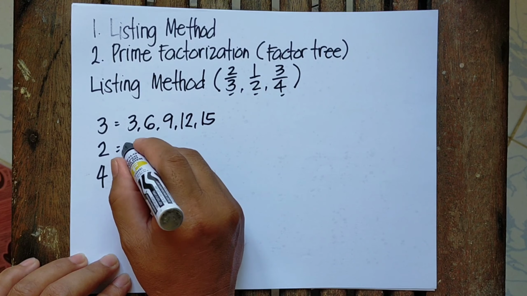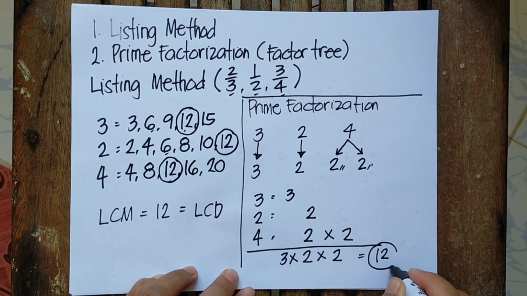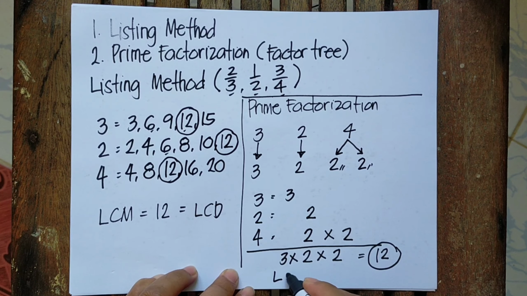Now let us multiply. 3 times 2 equals 6 times 2 equals 12. Therefore, our LCM is equal to 12, which is also our LCD. This time, let us change the dissimilar fractions into similar fractions using our LCD.